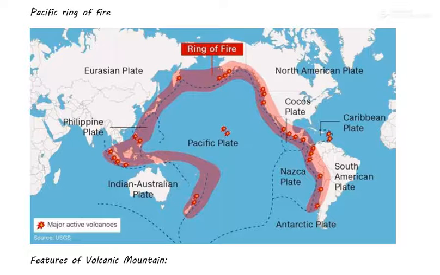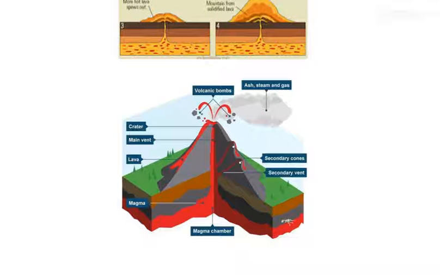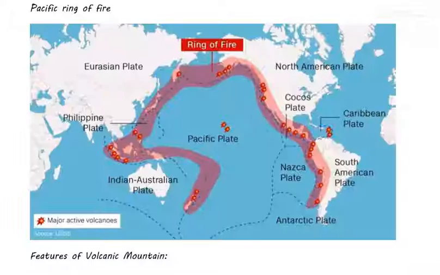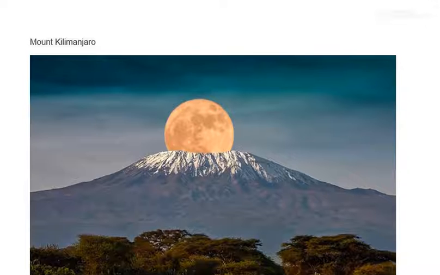Now the next topic is the characteristics of volcanic mountains. So if you see from your book, page number 58, features of volcanic mountains, the volcanic mountains are conical in shape. This is quite simple, and we all know that almost all the volcanic mountains are conical in shape, except the one which we saw just now, which is Mount Kilimanjaro. Mount Kilimanjaro is not completely conical in shape, but it is kind of flat at the top.